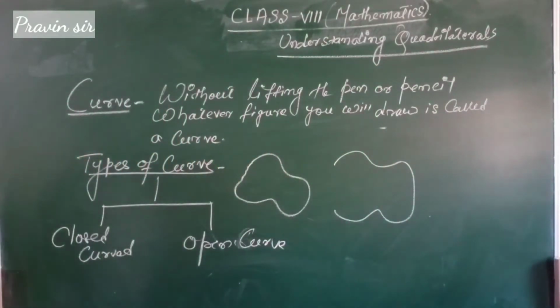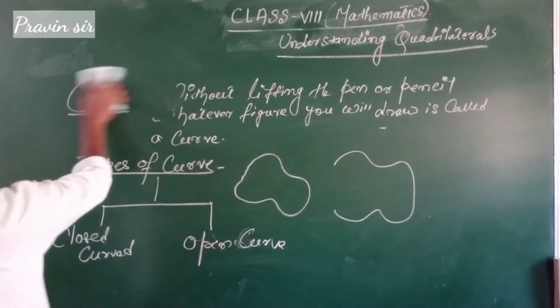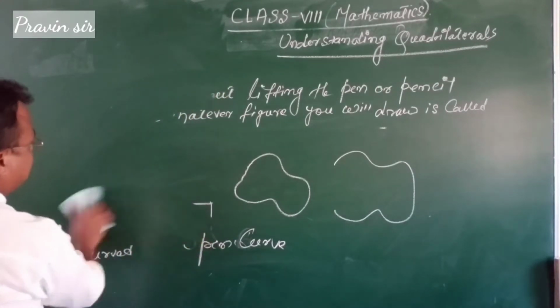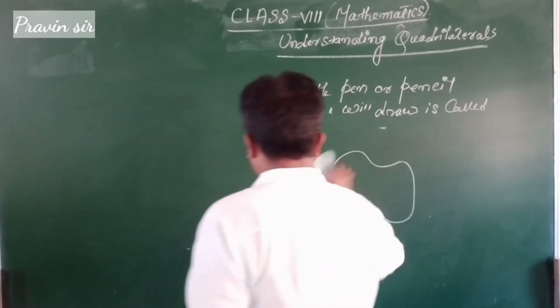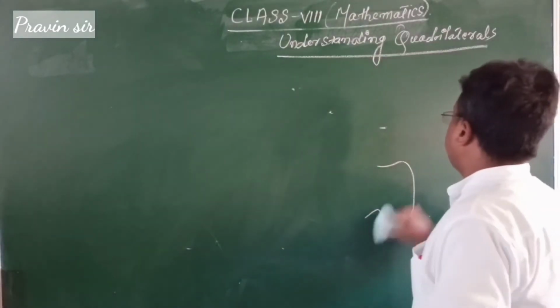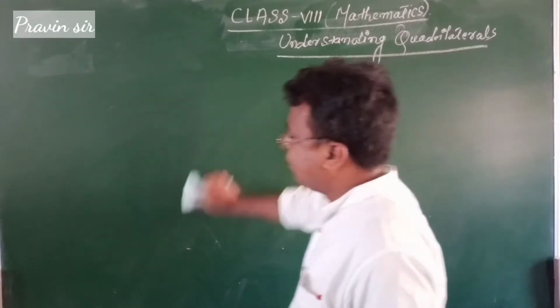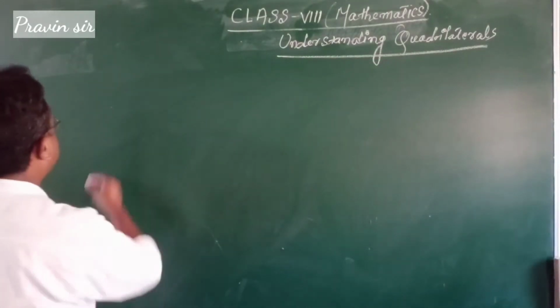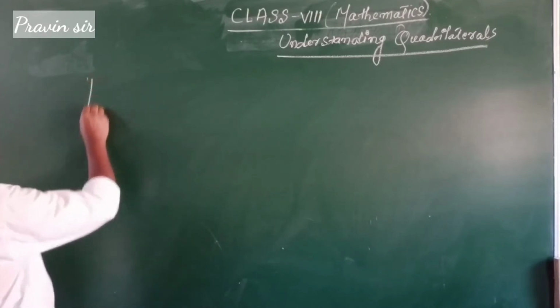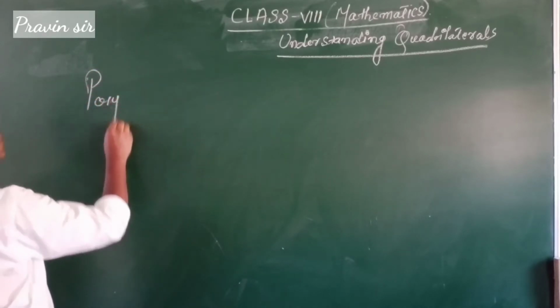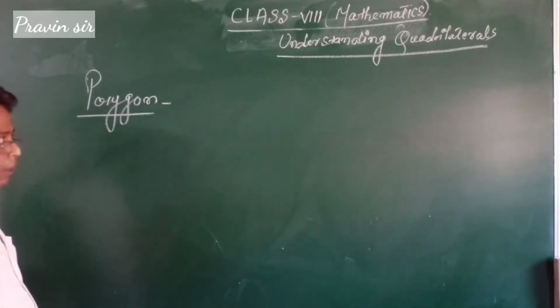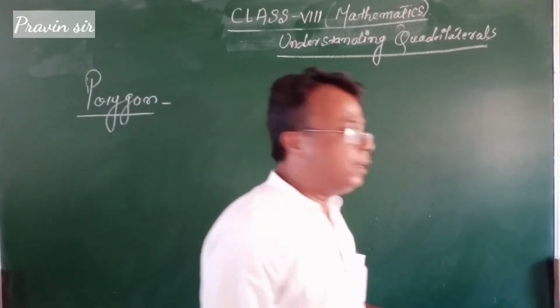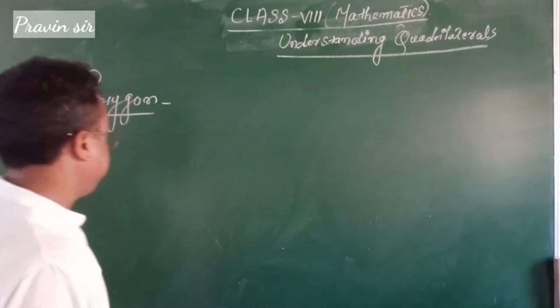Now we'll see the next topic, that is called polygon. What is a polygon? Let us try to understand polygon. If you understand what a curve is, then only will we be able to answer what a polygon is. So let us see what a polygon is. Before going to the definition, let us see some examples.